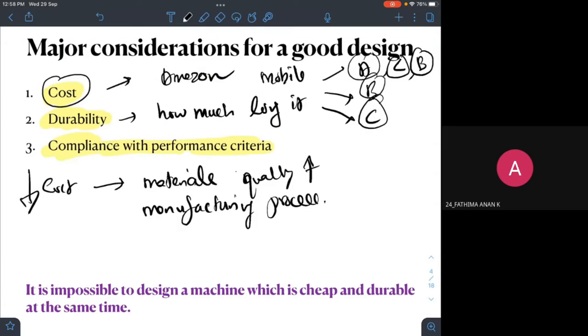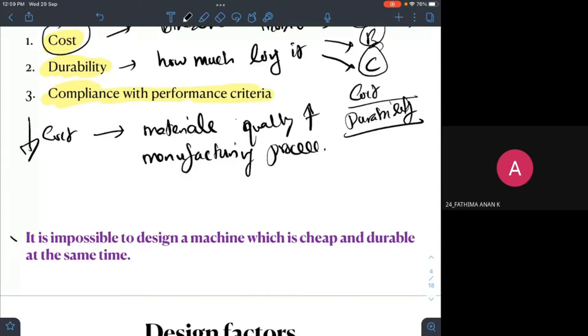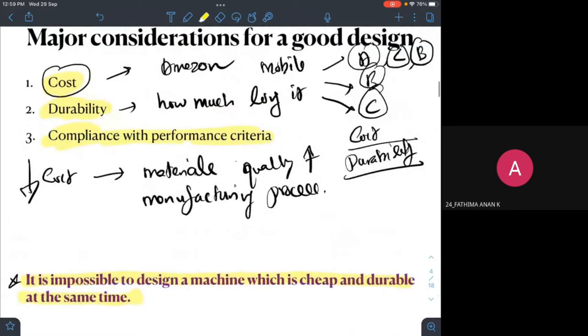Durability again depends on the quality of materials that we use and the manufacturing process undertaken to make the machine. So we have to make a compromise between cost and durability. That is why I am saying it is impossible to design a machine which is cheap and durable at the same time. When it becomes cheaper, then definitely there will be a deterioration in durability, right? Because we have to compromise on the material quality. So these are the major concerns.